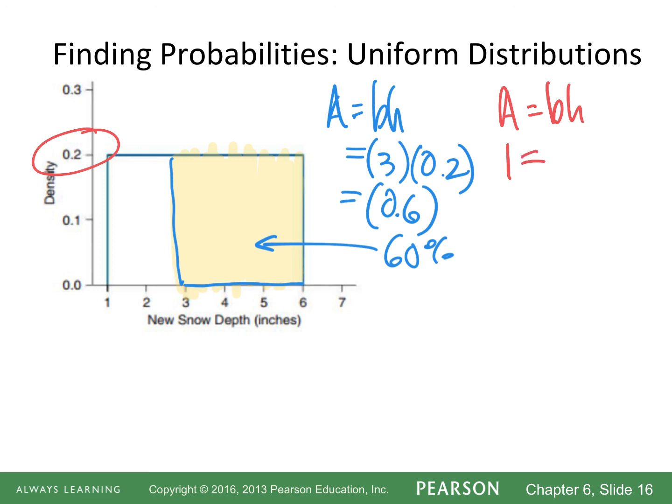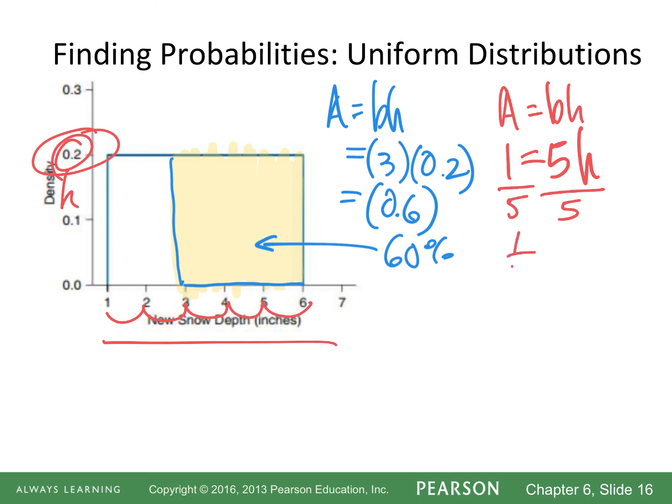The base of this whole rectangle we know to be 5. 1, 2, 3, 4, 5. And the height right here, I'm going to label H, so I can show you how we're getting this 0.2. So I'm going to solve for H by dividing by 5. 1 divided by 5 is the same thing as 0.2. So the values on your y-axis are always determined by knowing that your area is 1.